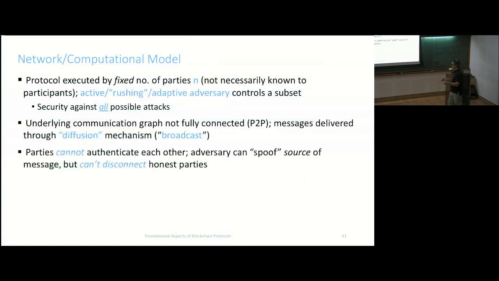We mentioned permissionless, so there are no identities here. So parties cannot authenticate each other, all right? So it means that the adversary can pretend, spoofing addresses, the source of the message, and for now we assume that it cannot disconnect parties. So it can spoof, but the communication medium is reliable. If a message is sent, it's going to get to everybody.